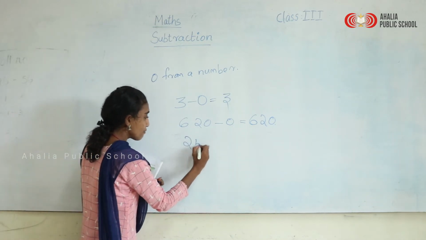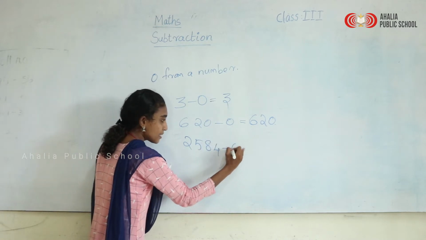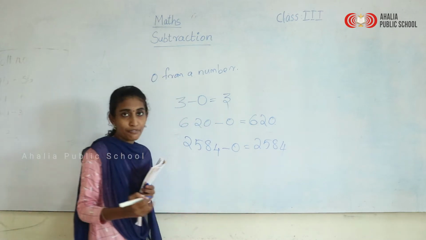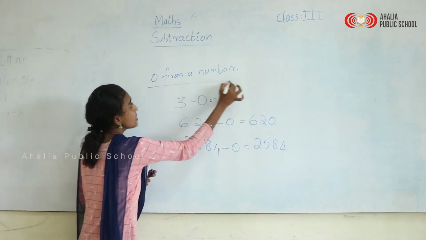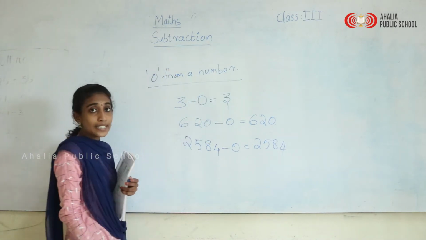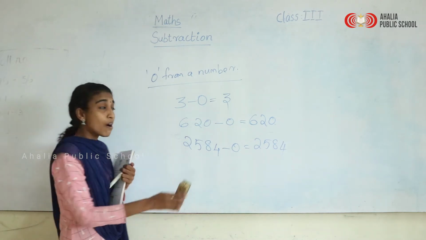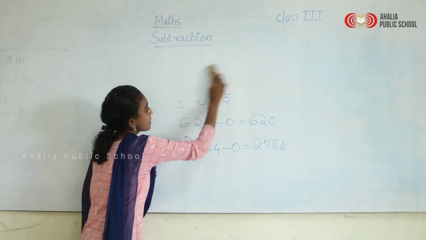Okay, 2584 minus 0 gives 2584 itself. So this is called what? Subtracting 0 from a number gives the number itself. So that's about the first property of subtraction.